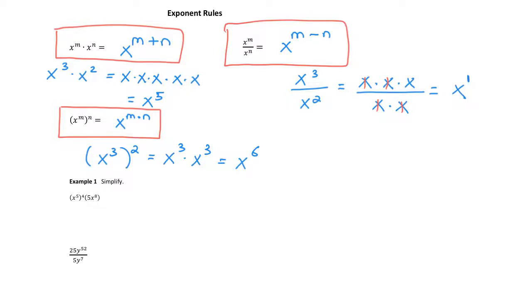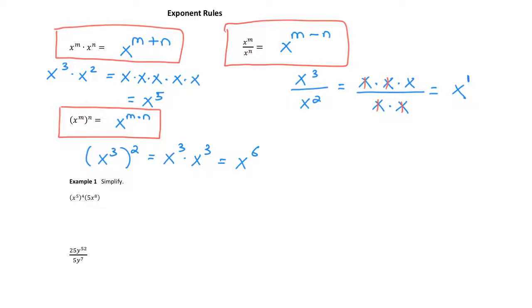So these rules are just shortcuts using the definition. Instead of doing this middle step every single time, why not just multiply those 2 exponents together to get x to the 6th? So now that we've kind of lightly justified these, let's check out example 1.